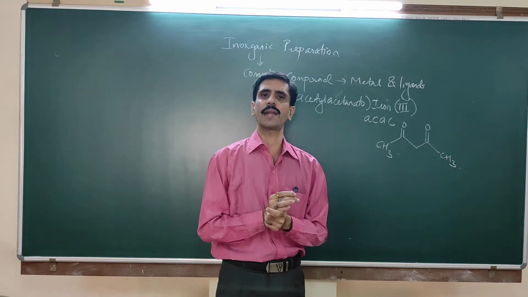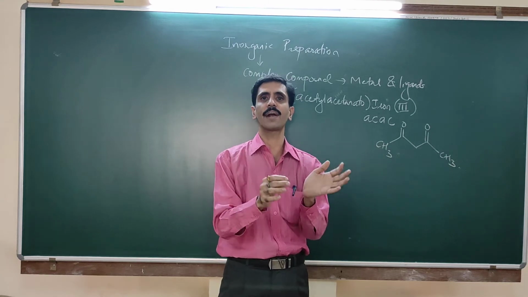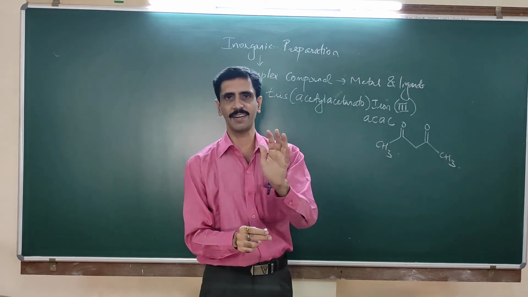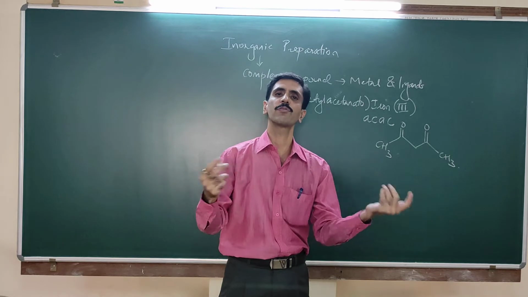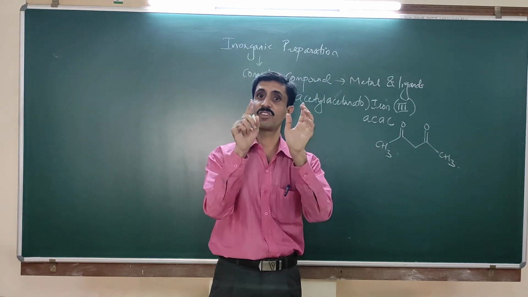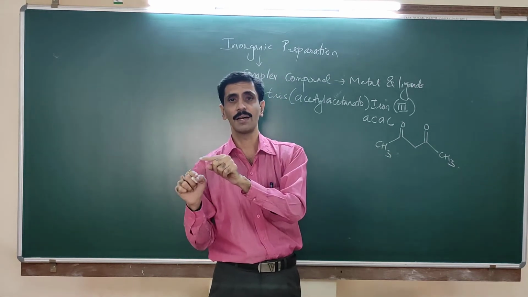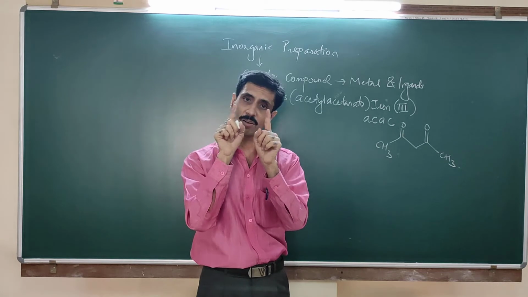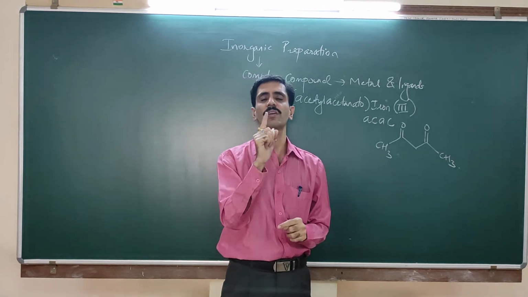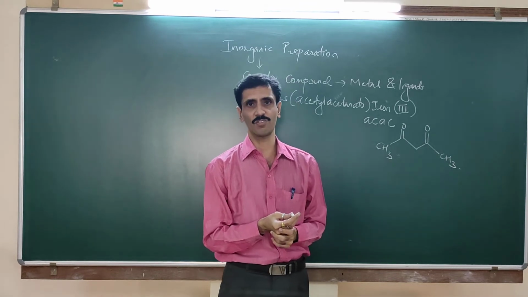Because most of the time what happens? The students feel the number of ligands surrounding the metal is the coordination number. So here the students will say the coordination number is 3. No, my friends. It's the total number of donor atoms of the ligand attached to the metal that is the coordination number. So here in this case, the coordination number comes out to be 6.